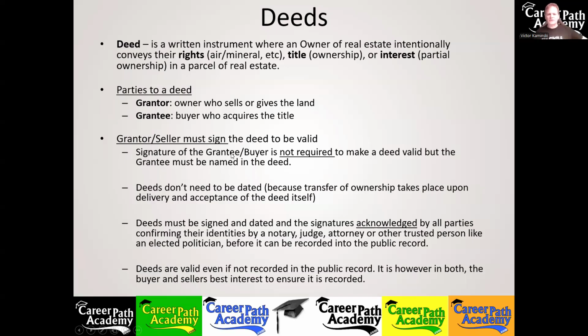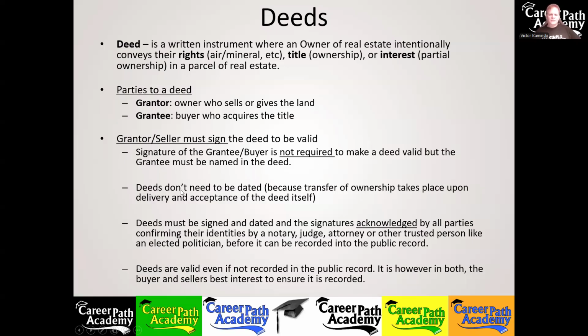So the grantor, the seller, must sign the deed in order for it to be valid. Deeds are not valid unless they've been signed by the seller. It's not required that the grantee sign the deed for it to be valid, because deeds transfer the ownership upon delivery and acceptance of the deed. It does not need to be signed by the buyer. However, in order for the buyer to record the deed in the public records, then they need to sign it and have their signatures notarized to show that they are valid and they are who they say they are.